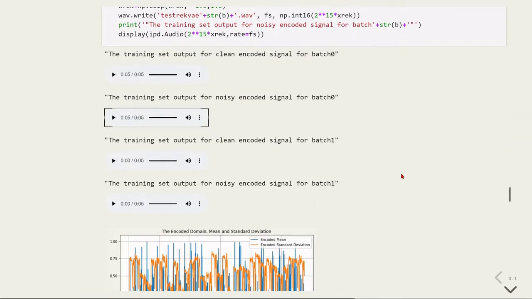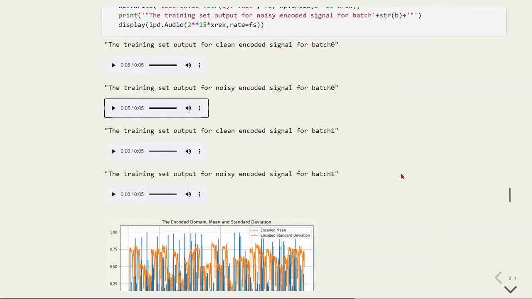Here is batch one, so it's another audio file. Then again, for the clean encoded signal.